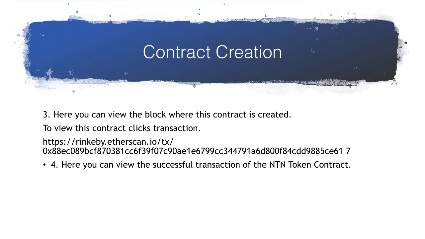You can view the block where this contract is created. So to view this contract, you just click the transaction ID like this. You might have a different number. Once you get this transaction ID, you click this, and you should be able to see what is exactly in the transaction, what is the block address of this transaction, and so on and so forth. So here we can view the successful transaction of the NTN token contract as seen in the next screen.